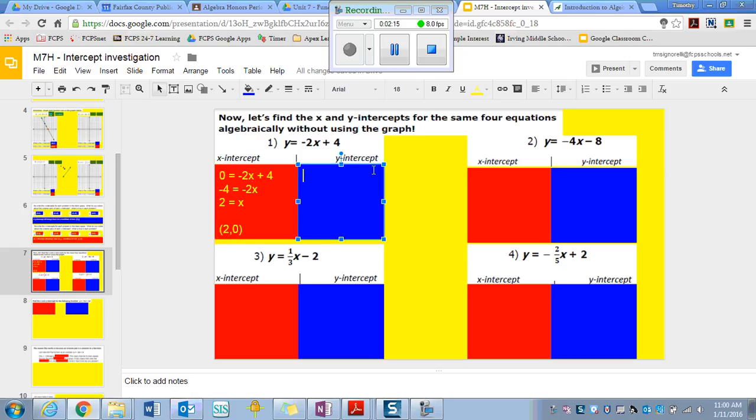For the y-intercept, well, it just means plug 0 in for x. When we go ahead and simplify this, we notice that we have 0 plus 4, a simple application of the identity property of addition, and we know that y equals 4, giving us the point 0, comma 4. Take a moment now and use algebra in order to find the intercepts for the remaining 3 equations here.